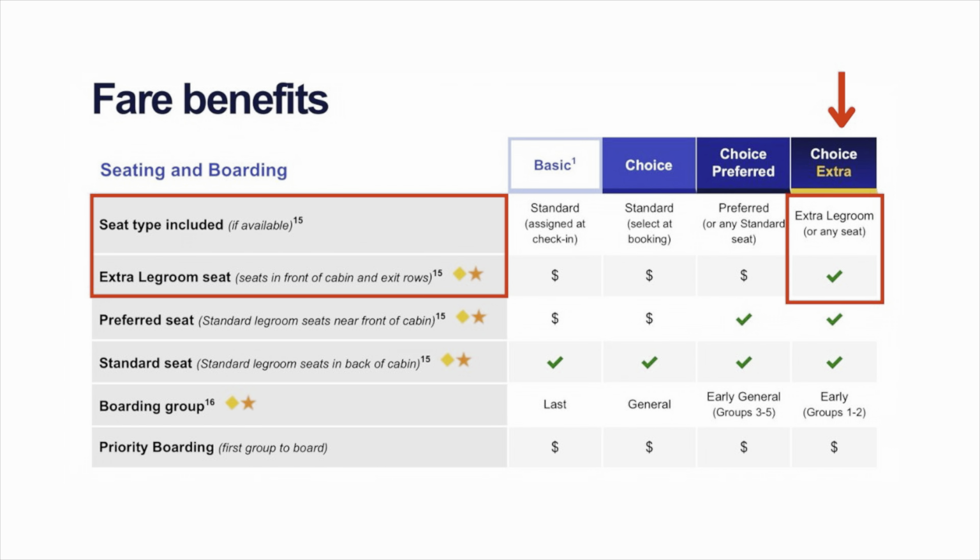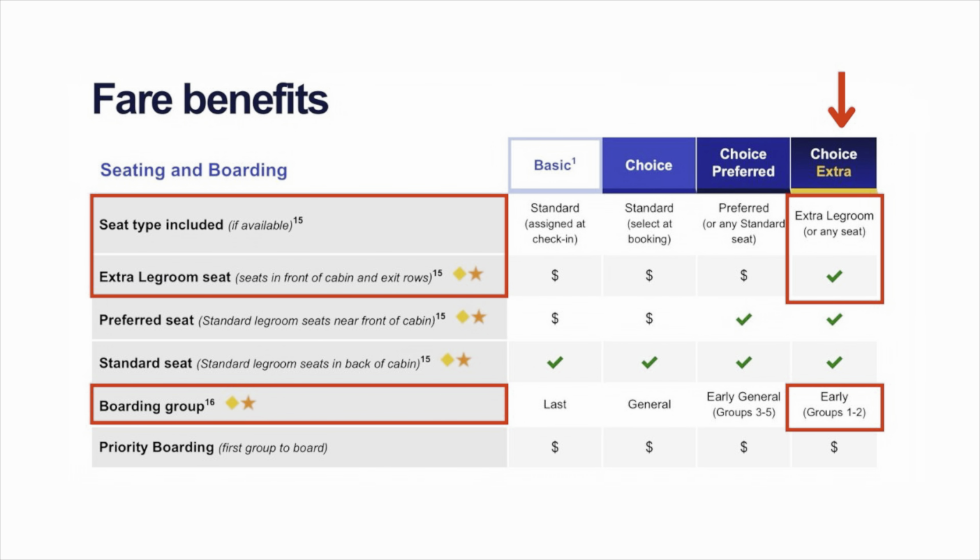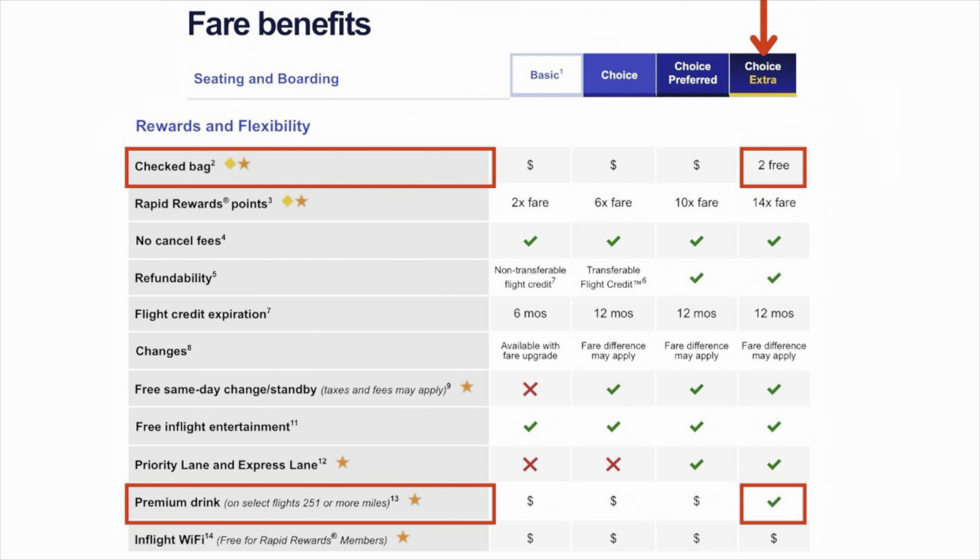The Choice Extra option is the most expensive option, but it does give you more legroom with seats at the front of the plane. You're also first aboard. You get 2 free check bags and a premium drink if your flight is over 251 miles.